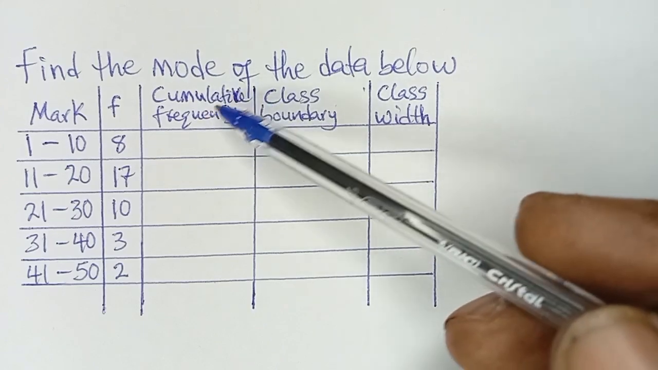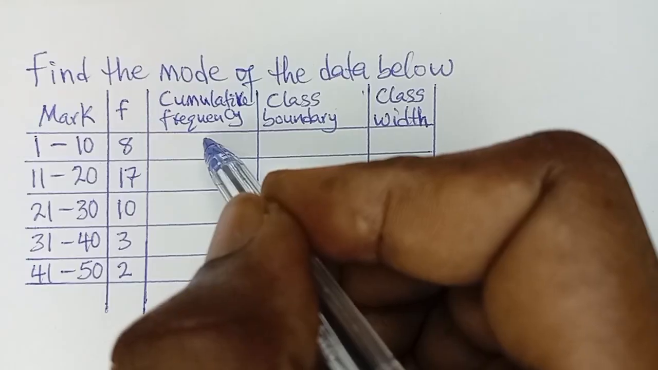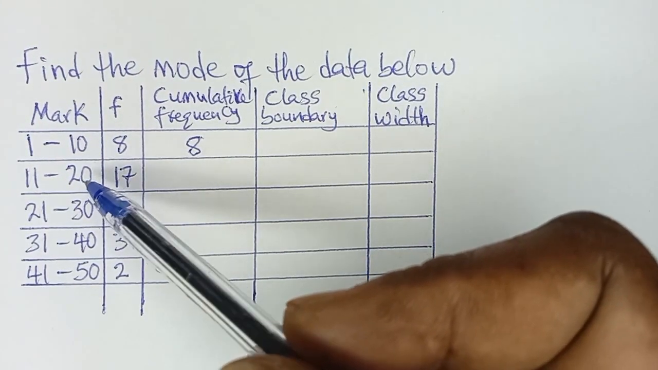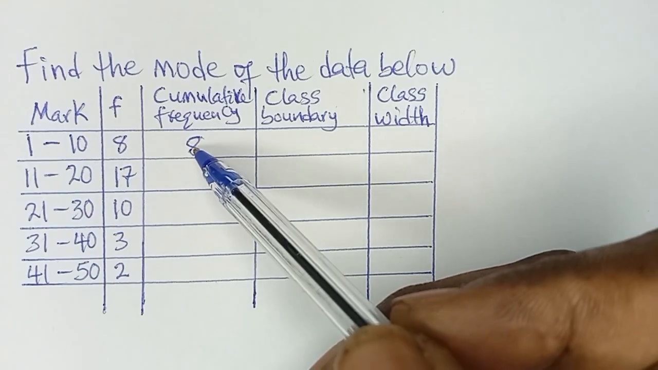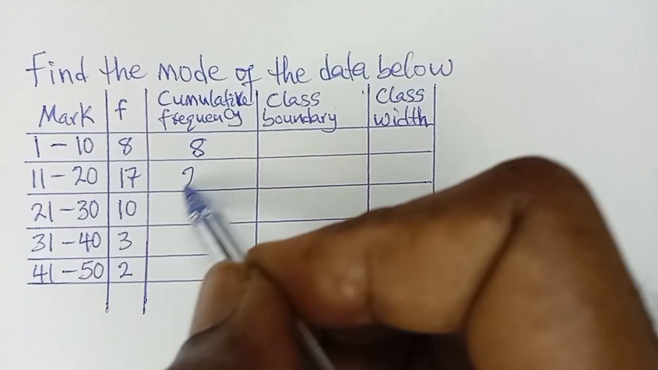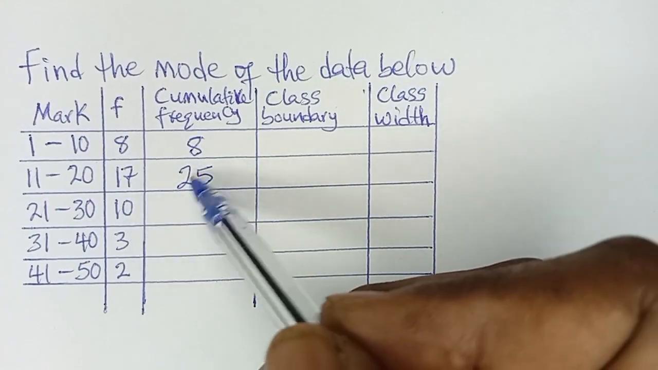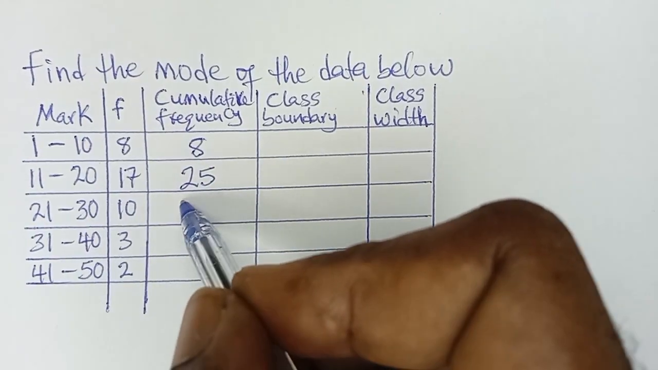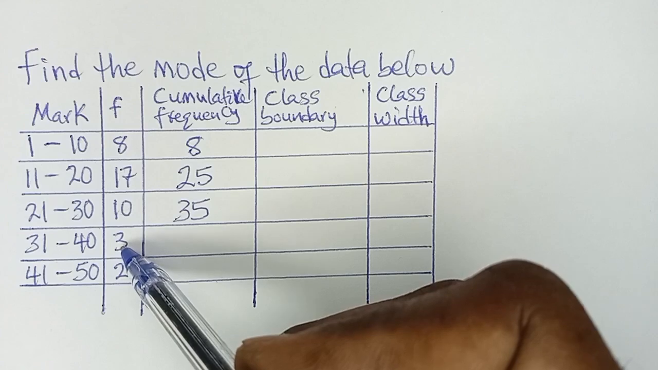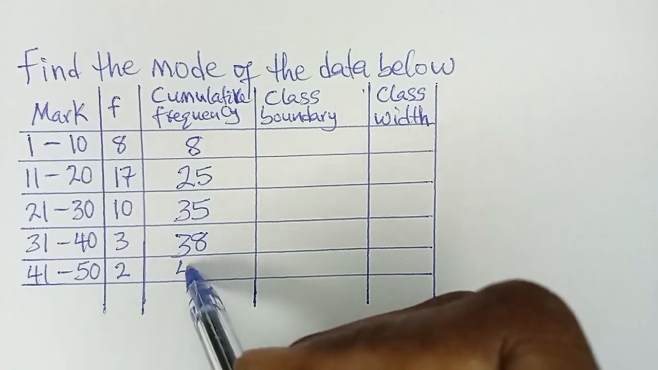Now, for us to get the cumulative frequency, we are simply going to write this 8 first. That is 8. And then we add this 8 to 17, and that will give us 25. And then you keep adding diagonally like this. So 25 plus 10 will give us 35. And then 35 plus 3 will give us 38. And then 38 plus 2 will give us 40.